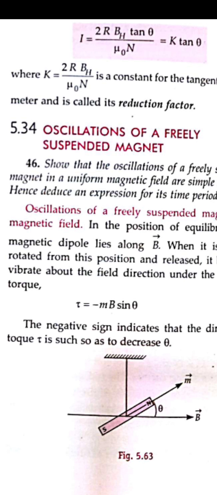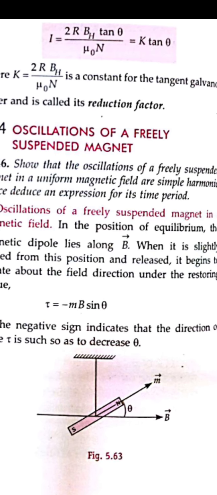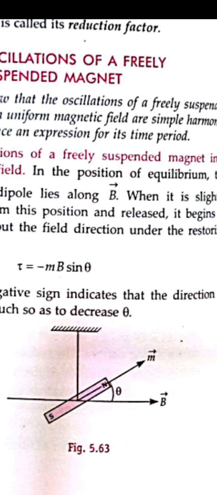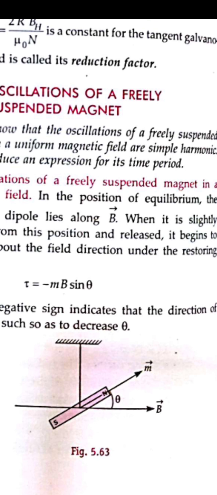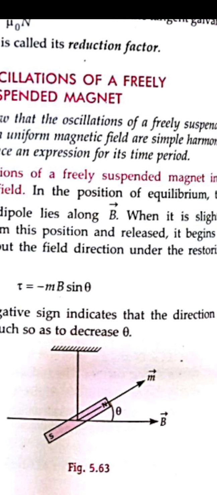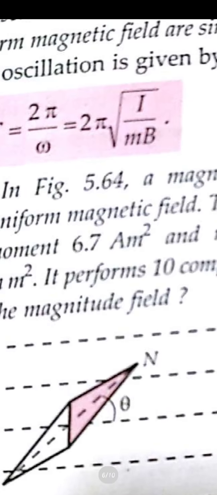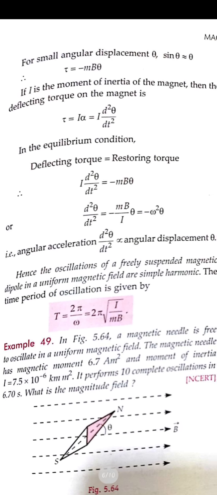Now if you take that there is a small angular displacement of this magnet, that is north to south, you can see here, to align itself in the parallel direction of the magnetic field, it is trying to move with an angular displacement theta. So we have considered that sine theta will be similar to theta. So we can write tau as minus mb theta. So minus mb theta is already given here, equation 1 on the top.